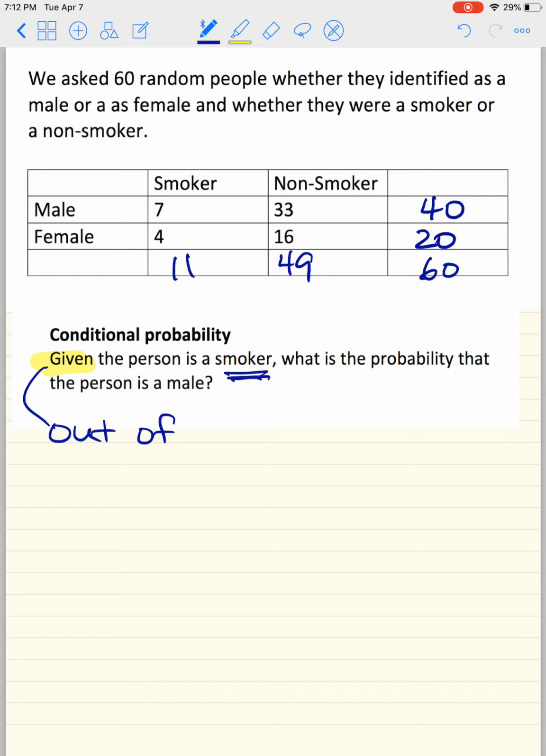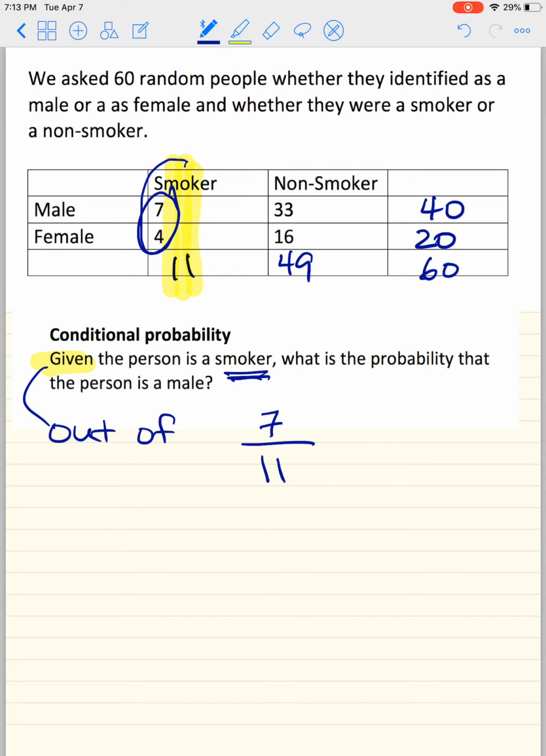So how many people smoke? These are my smokers. Out of those people, so out of 11, what is the probability that the person is a male? So out of these guys right here, what's the chances the person's a male? 7 out of 11. Notice how it's not out of 60.